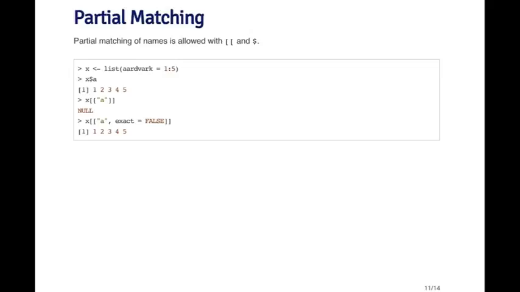But there's a second argument that you can pass to the double bracket operator, which is the exact argument. And if you specify that exact equals false, and then I pass it X double bracket A, it gives me the sequence 1 through 5, because that's the one that matches the letter A the closest.